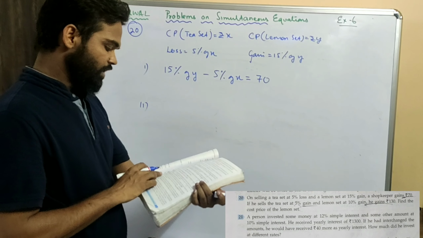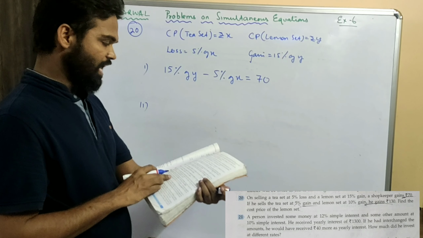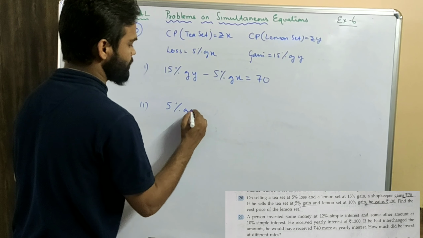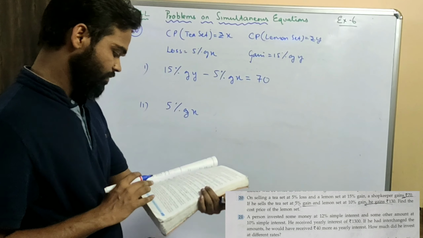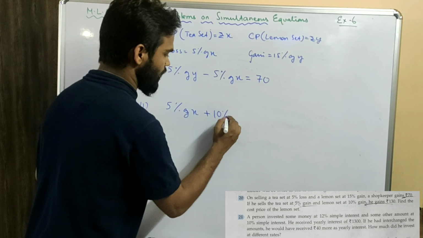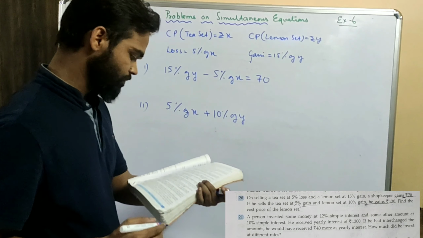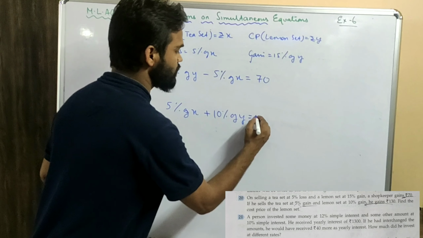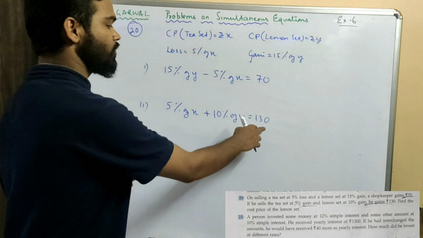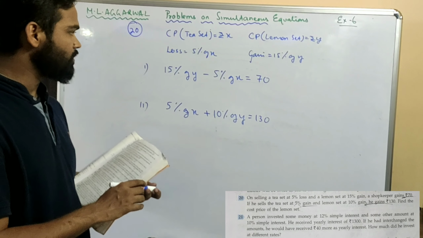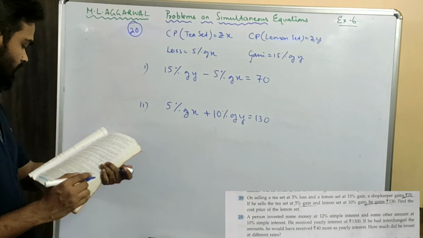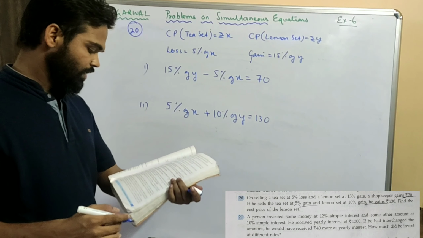Second, if he sells the tea set at 5% gain, tea set has 5% gain and lemon set at 10% gain, lemon set at 10% gain, he gains rupees 130. So in the second case, both are gain, you add it, you get the total gain as 130. So these are my two equations. Solve it. Clear? Now look at the next sum.